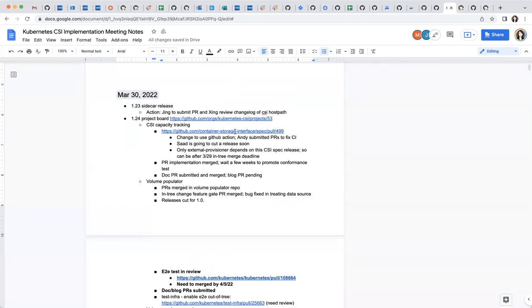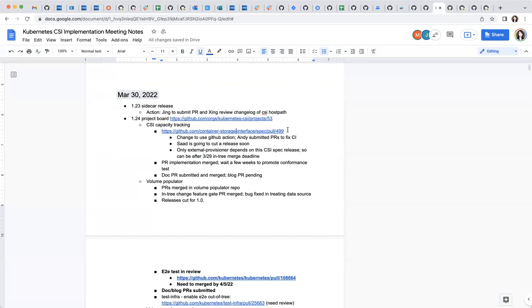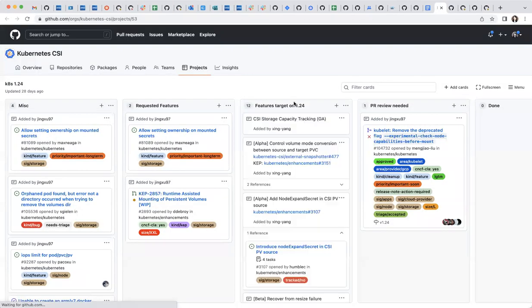Oh, where did I go here? Sorry, the project board. I clicked the wrong one. Okay, so let's see. All right. So we talked about this one already, right? So this is still here. We talked about control volume mode conversion. We talked about this one. This is the one that we are asking for an exception, no expand secret.